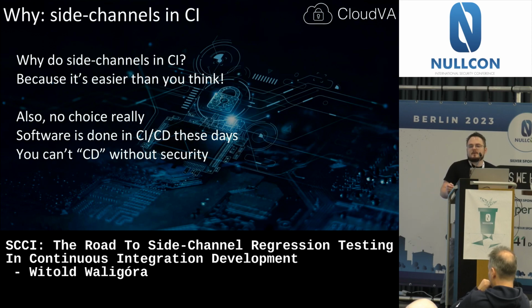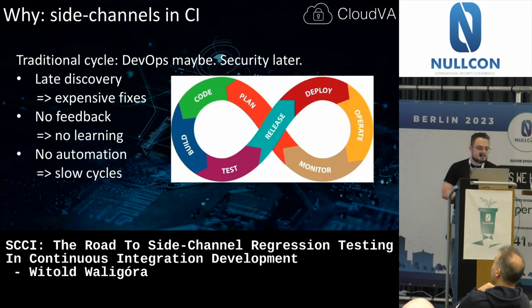So if you don't do side channel, you have two choices basically. Either don't do side channels and then you're vulnerable, or don't do CI, right? Don't stick to a traditional waterfall process, which kind of sucks if you're not in, like, a DevOps, CI/CD process. God help you these days. So traditional cycle, DevOps, maybe security later.